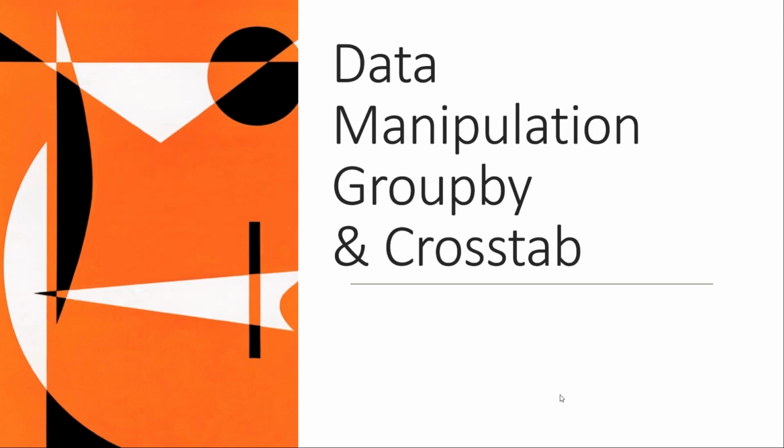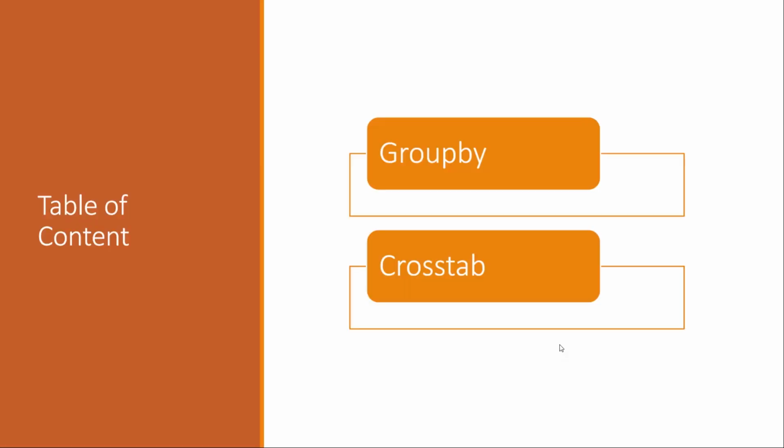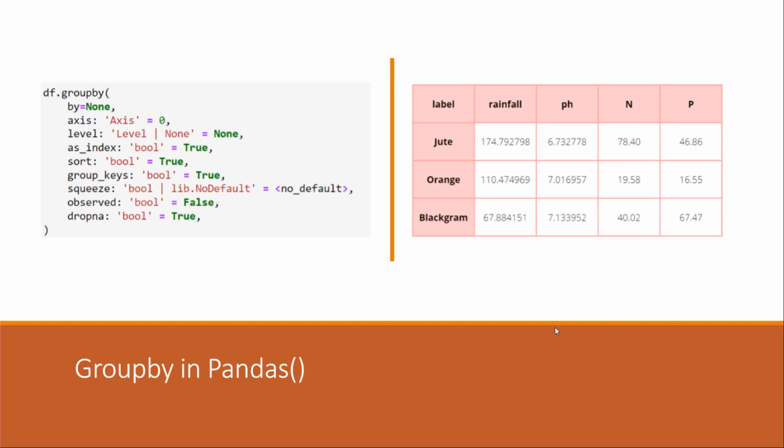Finally, this is going to be an interesting video on Pandas. Here we are going to manipulate the data and we will also solve a real-time problem related to a crop. So for manipulating data, we will be using group by and cross-tab functions. A group by operation involves some combination of splitting the object, applying a function and combining the results. The result can be used to group large amounts of data and compute operations on these groups.